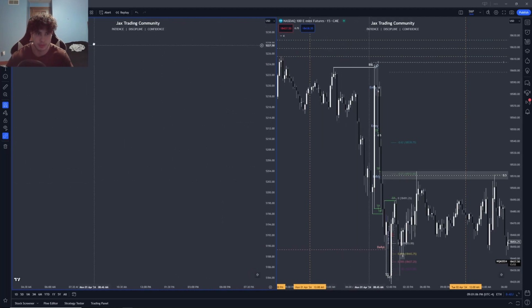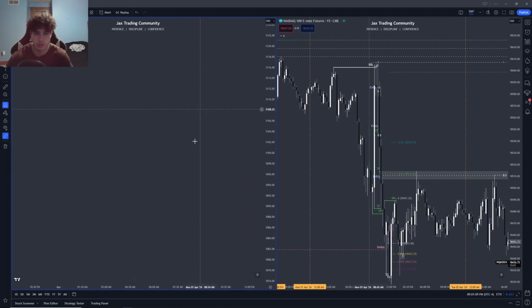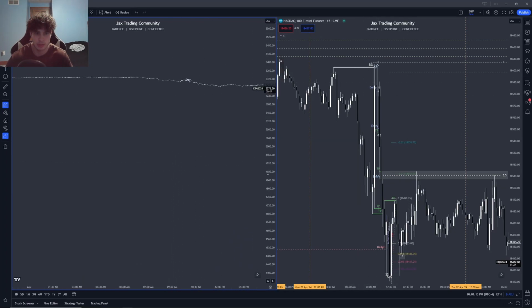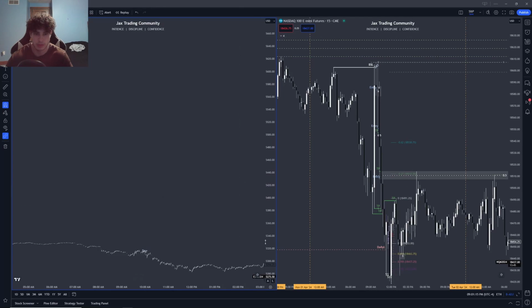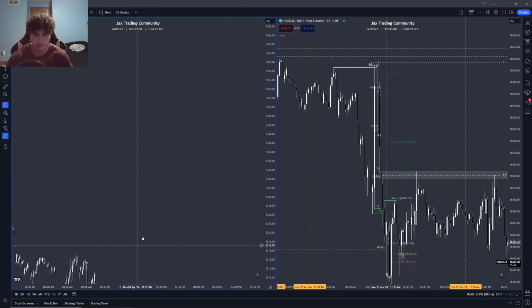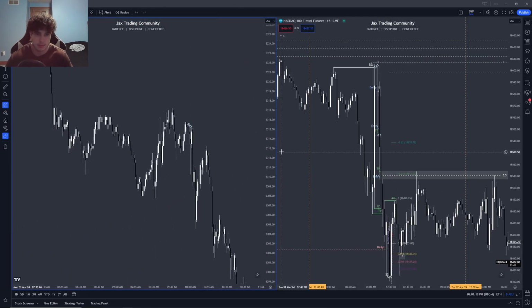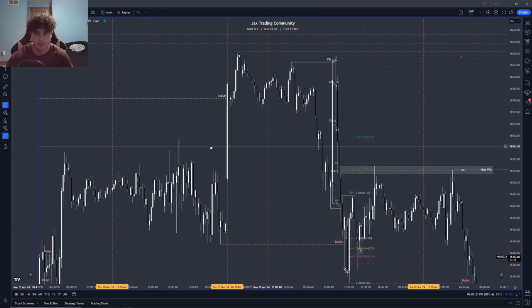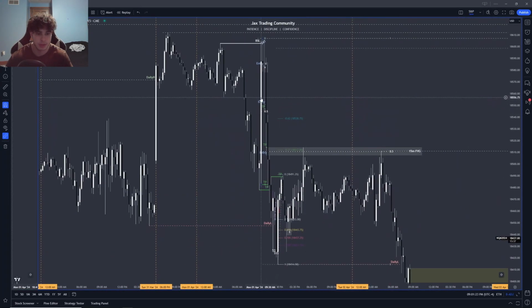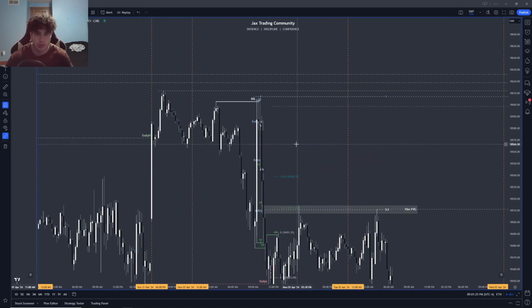All right, over here on this 1 minute. Where is this at? Here, okay. All right. So right here on Monday, the bias in the morning, we would have been seeing this massive downtrend.